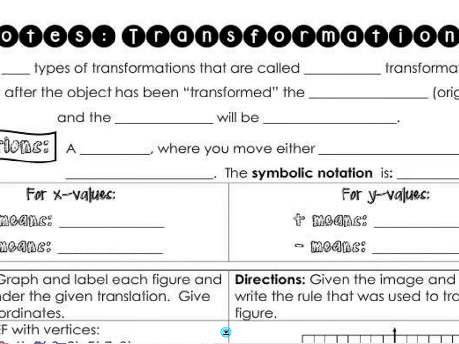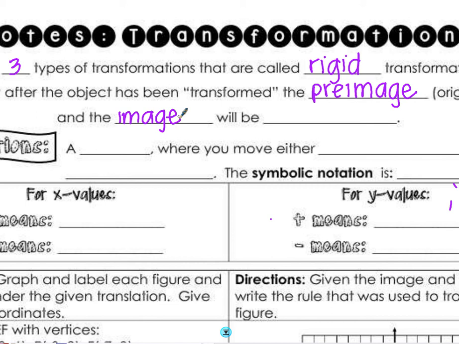So, there are 3 types of transformations that are called rigid transformations. Alright? This means that after the object has been transformed, the pre-image, which is the original figure, and the image, which is the one after we move it, will be congruent. So again, rigid means that they will be congruent all the way through. So we have a translation.